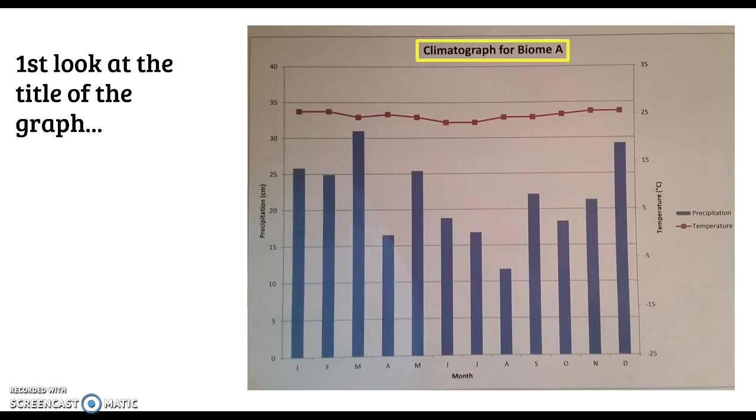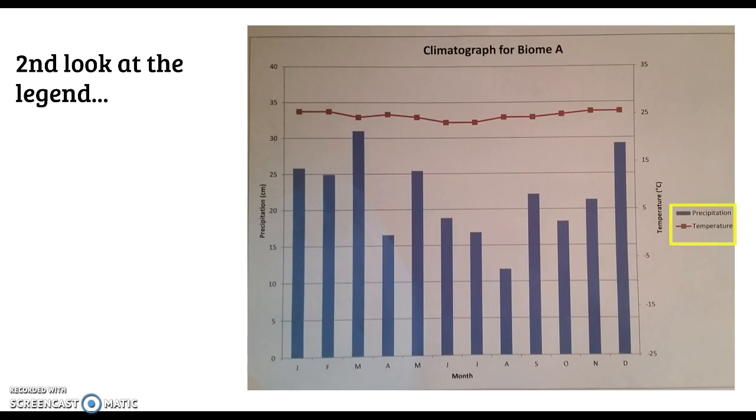A quick glance at the title of the graph provides you with a short explanation of what is in your graph. In this video, we will be analyzing climatographs to identify biomes. As you can see, the name of the biome is not provided. This is up to you to determine the identity of the biome. In order to identify what you're looking at, you need to then look at the graph's legend. A graph's legend is frequently found on the right-hand side of the graph or chart. In this legend, it tells us what each symbol represents.